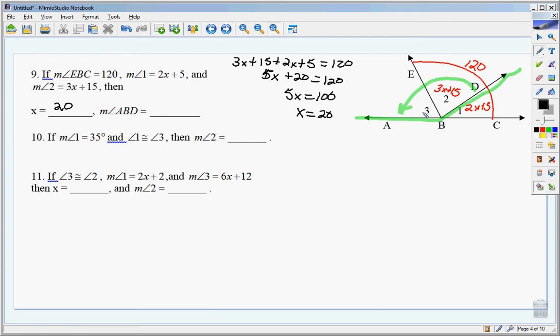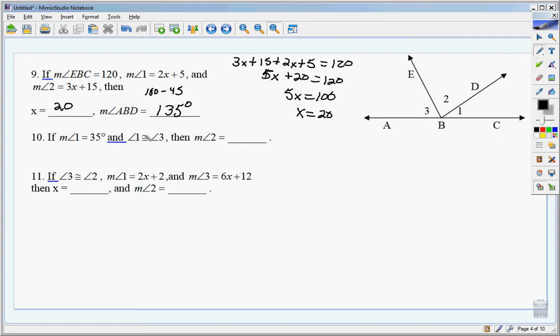The problem with finding this angle is they gave me no information about angle 3. But since I already know that x is 20, I can plug that back in. 2 times 20, which is 40, plus 5. So I know the piece of this angle over here is 45 degrees. And when I put them all together, it would have to add up to 180. So this is 180 minus 45, which is why angle ABD is 135 degrees. Now, erasing the information that I put in the picture so that I can do number 10.